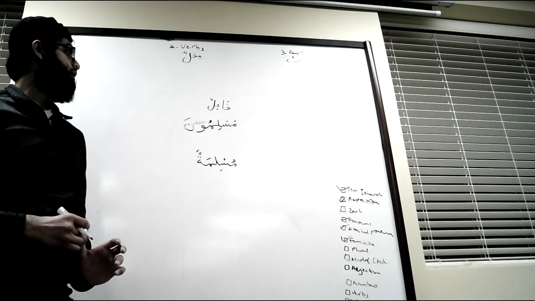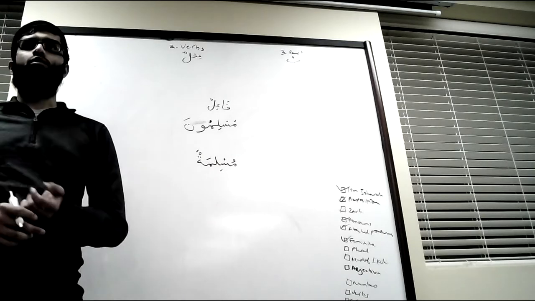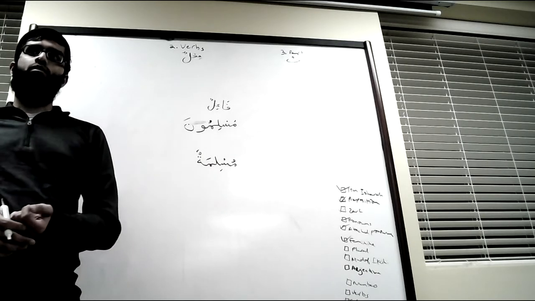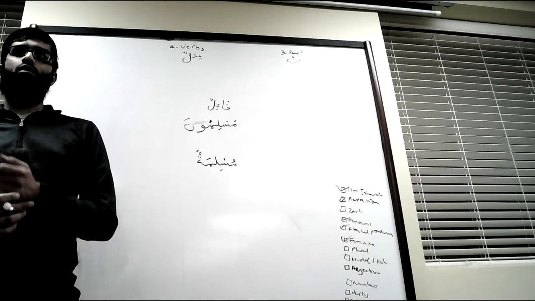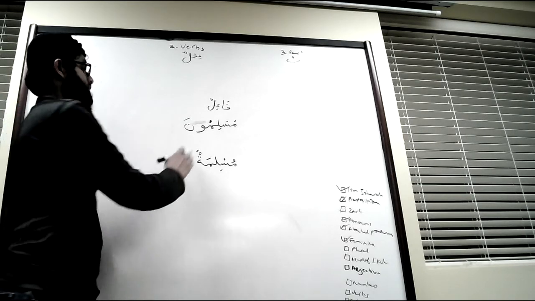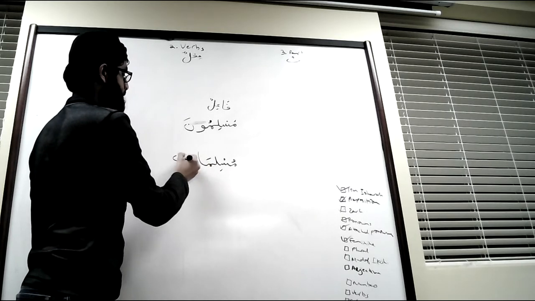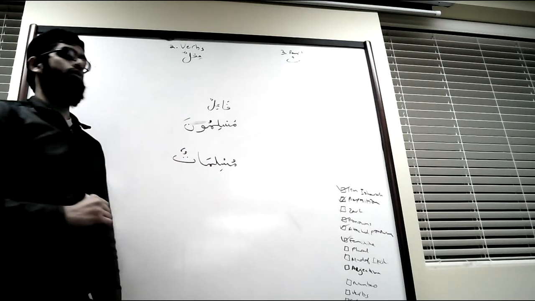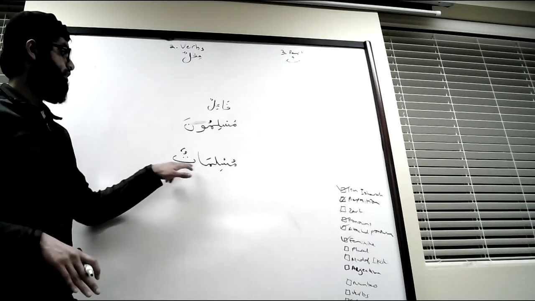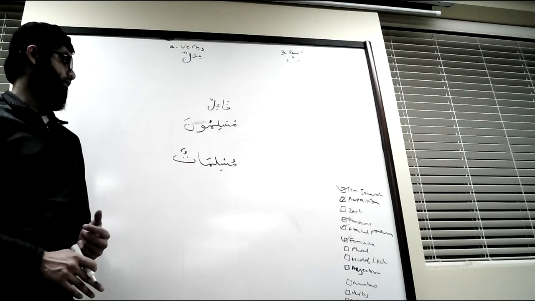Okay. And then the simple rule for feminine is what? What do I add to make it plural? I take the ta marbuta off. Atun. So I put an alif and a regular ta. So no ta marbuta, but there is an alif ta, a regular ta to make it plural, right?